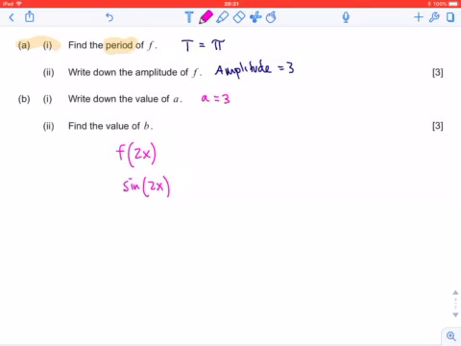The other thing that you might remember is that we have a little formula for period. The period T is equal to 2 pi over b, where this is sine of bx. And since we've already found that the period is pi, we could just solve for b and get that b is going to be 2 pi over the period of pi, which also means that b is going to be 2. So either way you come up with it, you're going to get the method points and the accuracy points, as long as you end up writing that b is equal to 2.